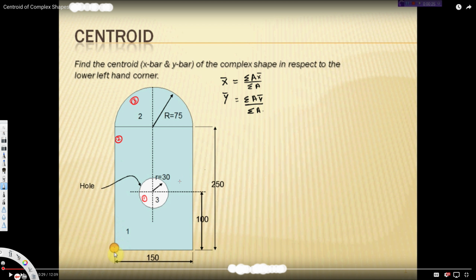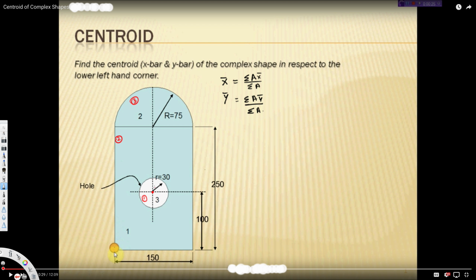Before I do this, I have to know the centroid of these three separated parts. First of all, this is a hole, right? They mentioned it, and this is a circle. For a circle, the centroid is going to be exactly in the middle, so that's going to be easy. For this rectangle, it's also exactly in the middle, but in this case it is not the same as the circle, because the circle is 100 millimeters high but the rectangle is 250, so it's going to be at 125.